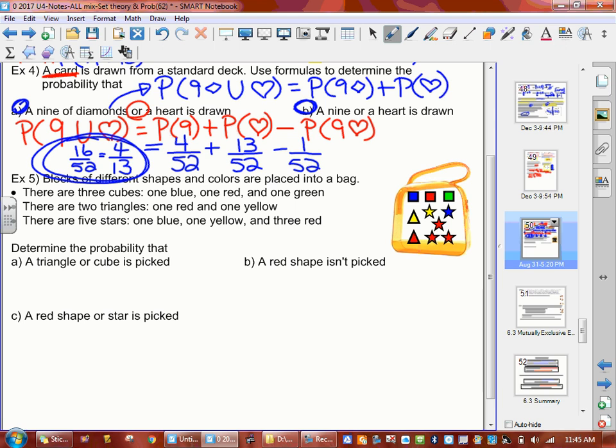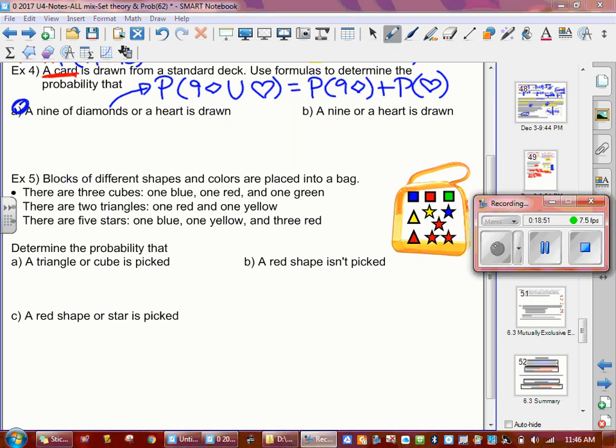Can I erase the work here for B? Almost. Okay, I'll just give you a minute to finish.